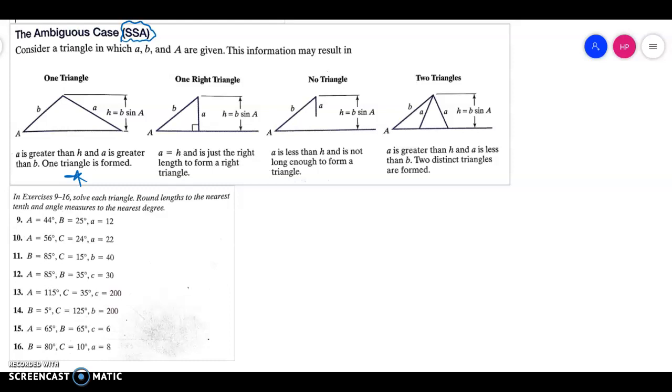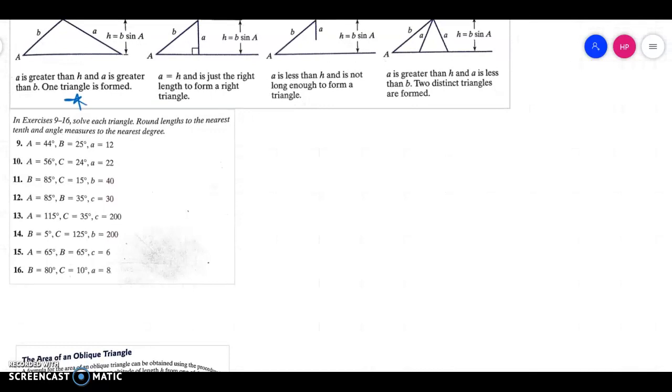So if we want to find all of the missing parts, solving each triangle, I'm going to take a look at number 10. So if I make a triangle that is 56 degrees and 24 degrees, that adds up to 80. It doesn't have to be perfect, but that means that my missing angle has to be the other 100 degrees in figuring that out. And so for number 10, I'm going to draw this obtuse triangle.